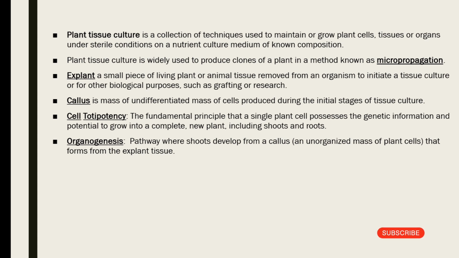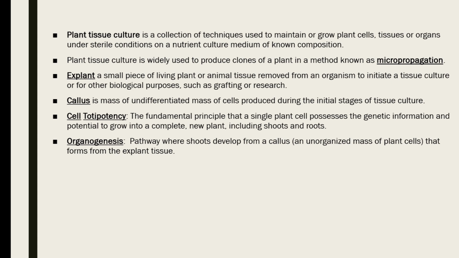Explant is a small piece of living plant or animal tissue removed from an organism to initiate a tissue culture or for other biological purposes, such as grafting or research. Callus is a mass of undifferentiated cells produced during the initial stages of tissue culture.